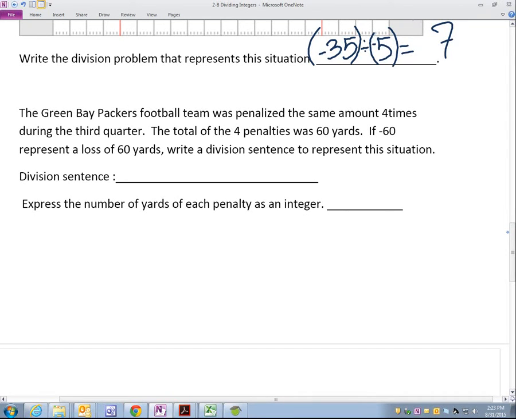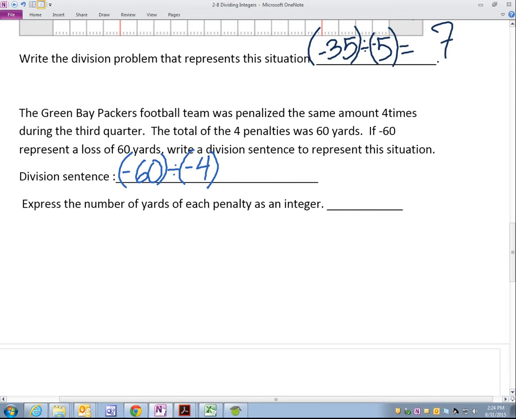If negative 60 represents a loss of 60 yards, write a division sentence to represent the situation. What is that division sentence? Does someone want to try to tell me this one? What you got? Negative 60 divided by negative 4. Okay, because there was a total of 4 penalties.